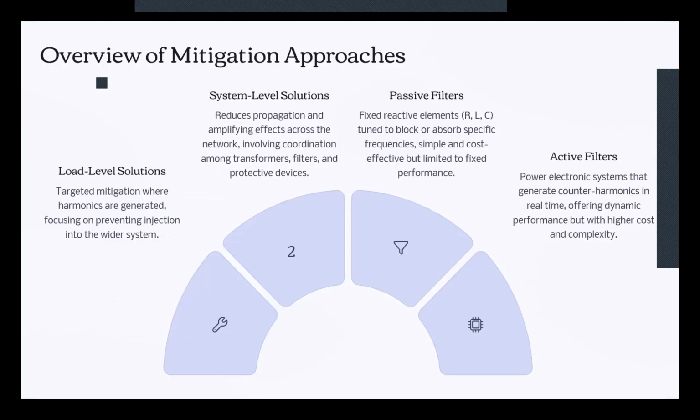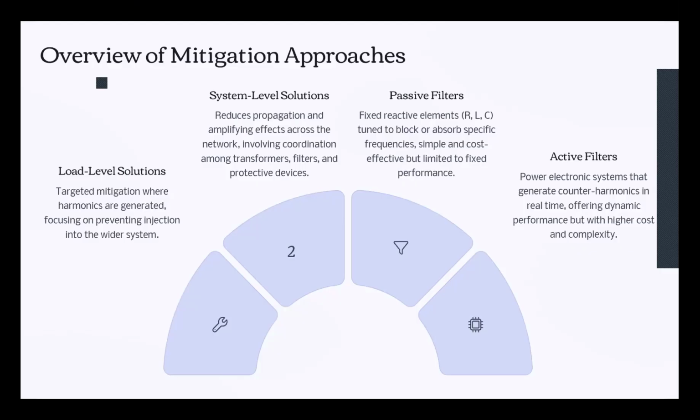Now, there are several approaches that we could take to mitigate the harmonics. They can be divided into load-level and system-level solutions. Load-level solutions normally involve installing a filter or a device directly at the harmonic-producing equipment, that means treating the source of the harmonics. The system-level solutions include methods like using harmonic mitigating transformers or phase-shifting transformers and coordinated filters throughout the network.